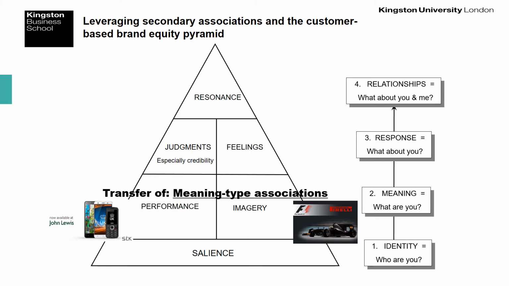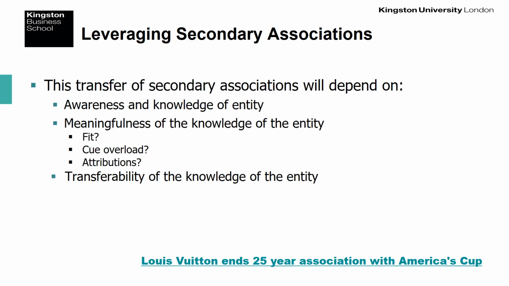Now, the second part of the pyramid, where secondary association leveraging is fundamentally important, is at level 3, response. And here we can use secondary entities to transfer associations that relate to judgments that we make about a brand, particularly its credibility, and the feelings that we have towards a brand. And we'll look at those in more detail as we move through the session.